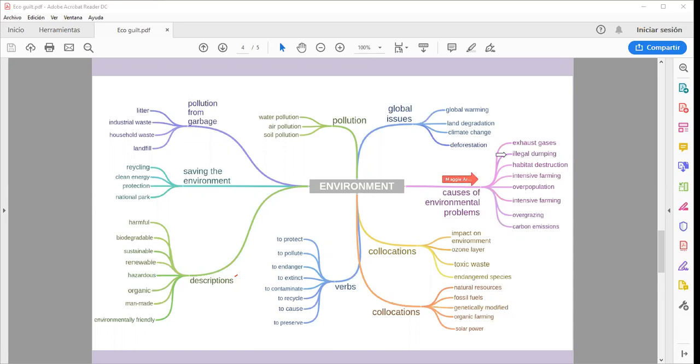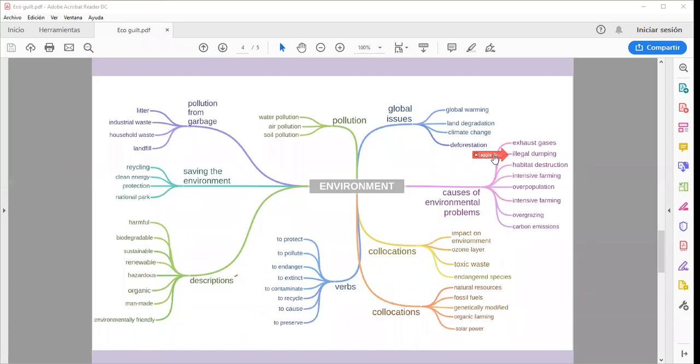Okay, so what about illegal dumping? What is it? It could be, but not exactly. Illegal dumping is to put all the industrial waste in the rivers. For example, when they spill some toxic substances in the rivers, that's illegal dumping.